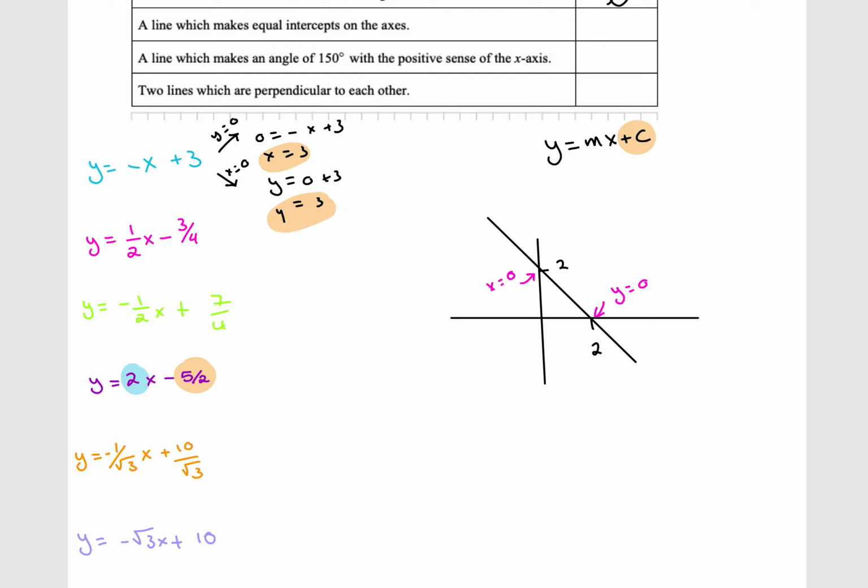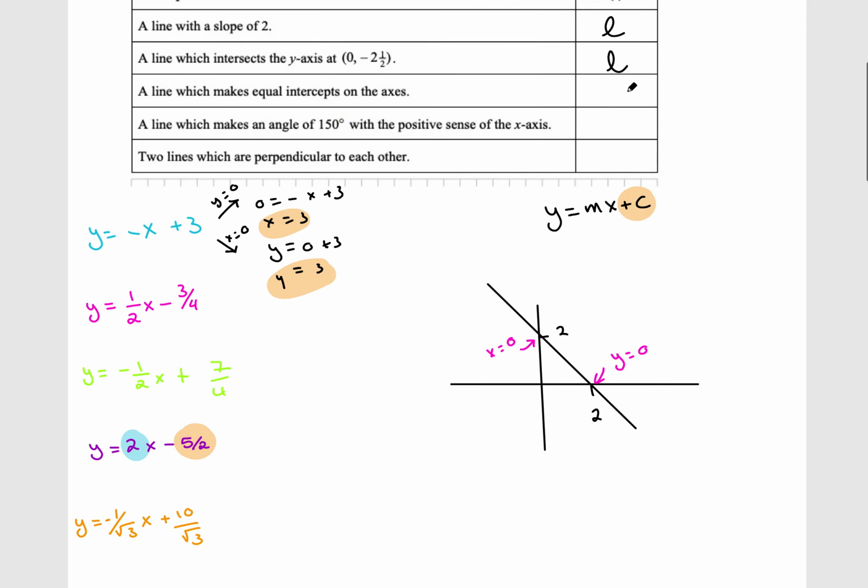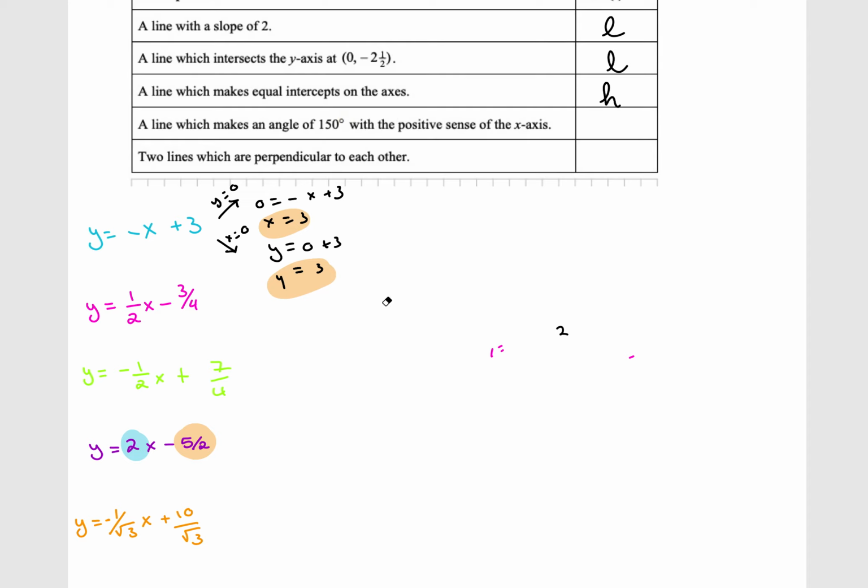So the very first one worked out to have equal intercepts on each of the axes. So h is what we can write in here for ourselves. Now, the next thing that we're being asked to do is find a line which makes an angle of 150 on the positive sense of the x-axis. Now this is something that perhaps we haven't talked about too much. So I'm going to just clear this for us so we can take a look at that.